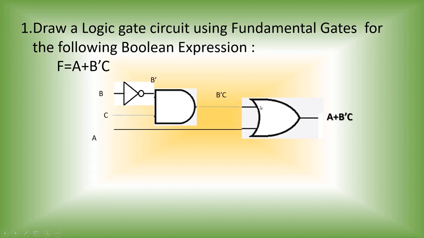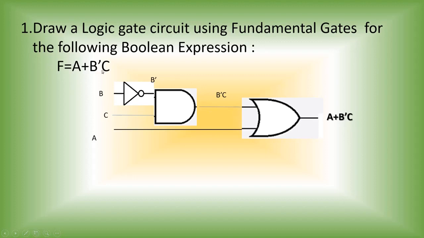One of the inputs of this OR gate is B complement C. So you got that B complement C here, and that is given as the input for this OR gate. And the second input of this expression is A. That is given to this OR gate. See, this is A and that is one of the inputs, and B complement C is the second input for this OR gate. That will produce A plus B complement C. This is the way you have to draw a logic circuit for the given Boolean expression.